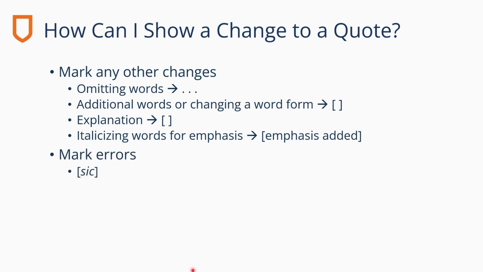You should also mark any errors in the text, such as a spelling error or the use of racist or sexist language. Use the italicized word sic in square brackets directly after the error. Sic means so or thus in Latin, to show that the error was thus in the original. It is not an error you made in transcribing the quote.